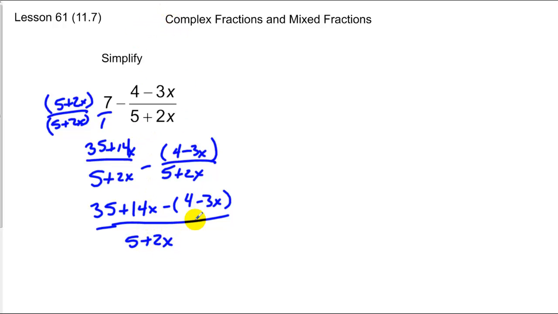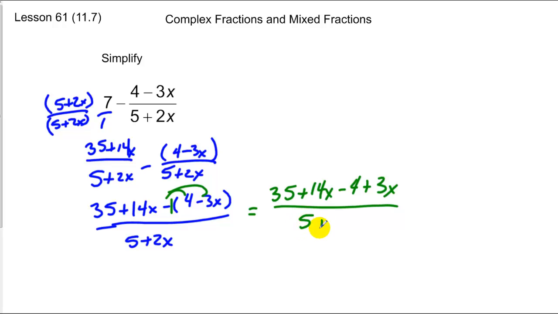We know this is like this invisible 1 that I'm going to have to distribute through. So I get 35 plus 14x minus 4, sorry, plus 3x over 5 plus 2x. Combine our like terms, 17x plus 31 over 5 plus 2x. No GCF, so that problem's done.